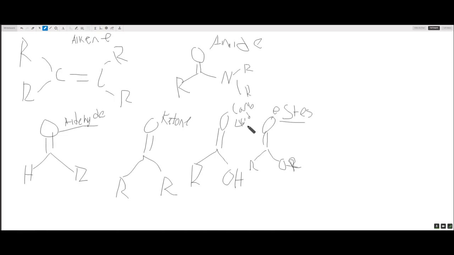Aldehyde, ketone, carboxylic acid, and ester and amide are all pretty much an alkene, but you chop off the other carbon and you replace it with an oxygen. In amide's case, you have a nitrogen group. In aldehyde's case, you have a hydrogen group and a carbon group. Ketone, two carbon groups. Carboxylic acid, carbon and oxygen, so it's like a carbon and an alcohol group. And ester, it's pretty much an ether, but it's next to a double bonded oxygen.